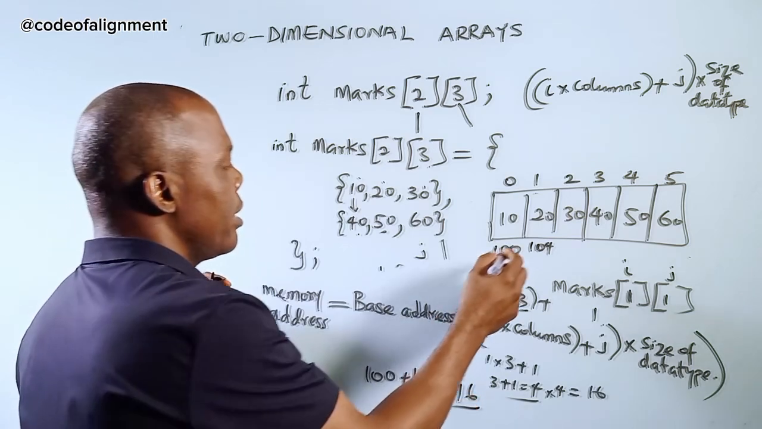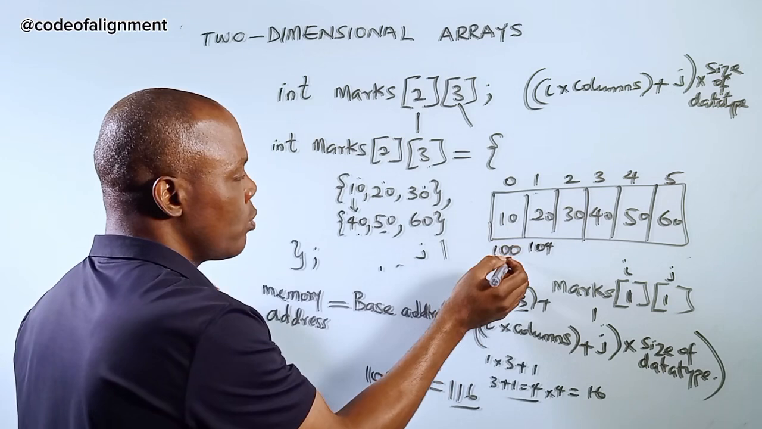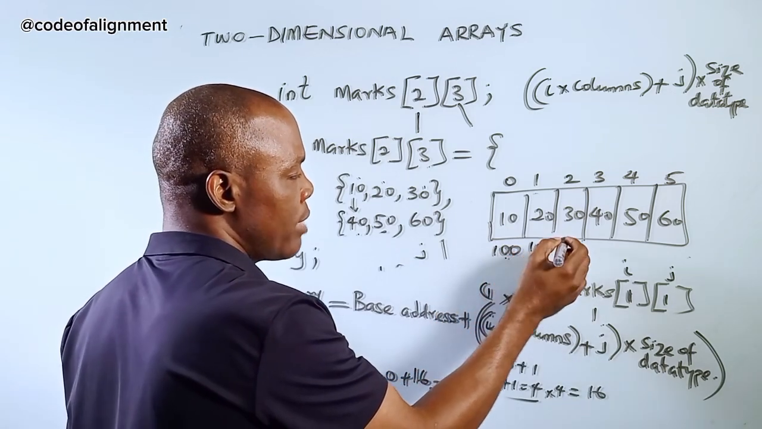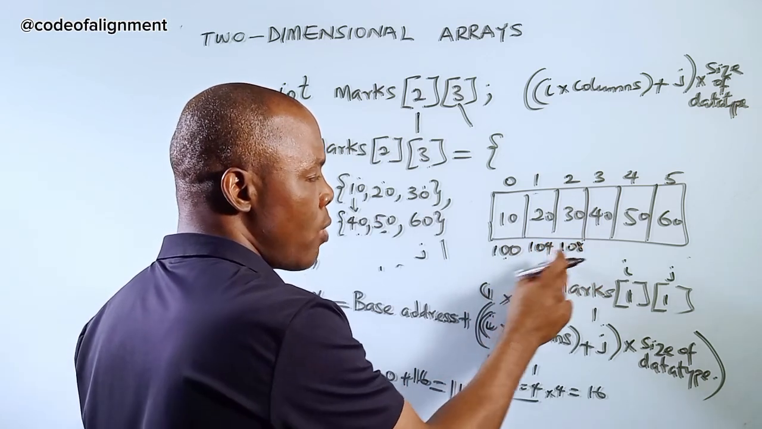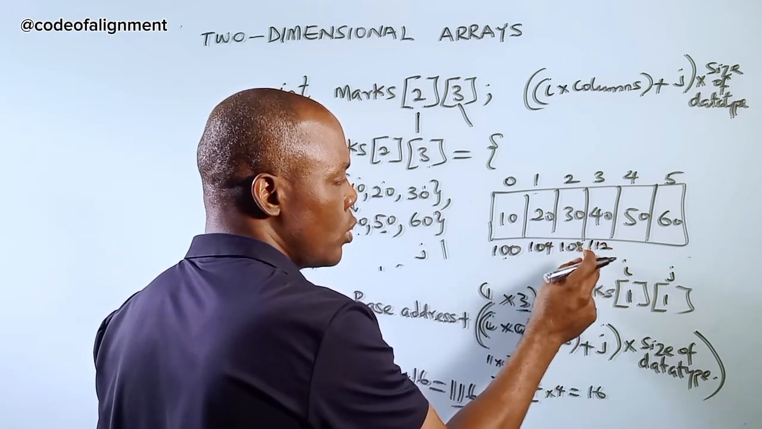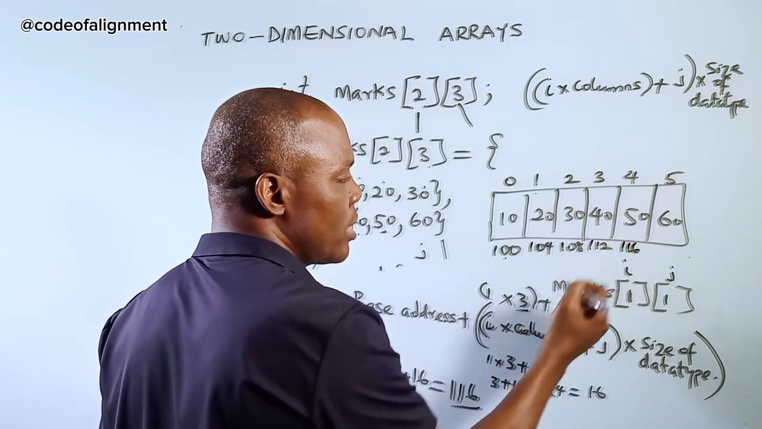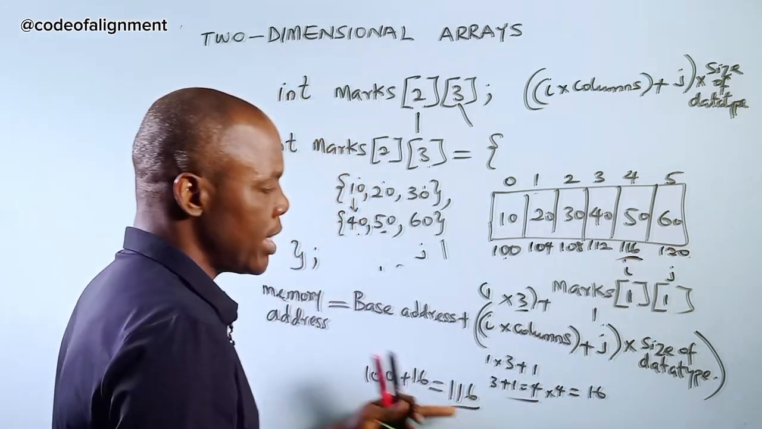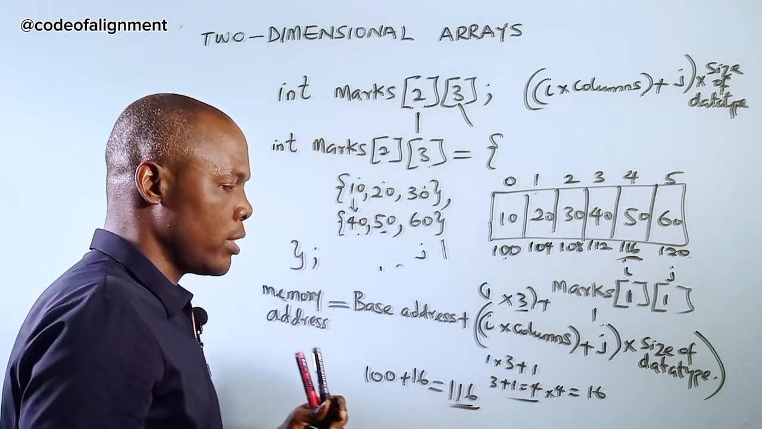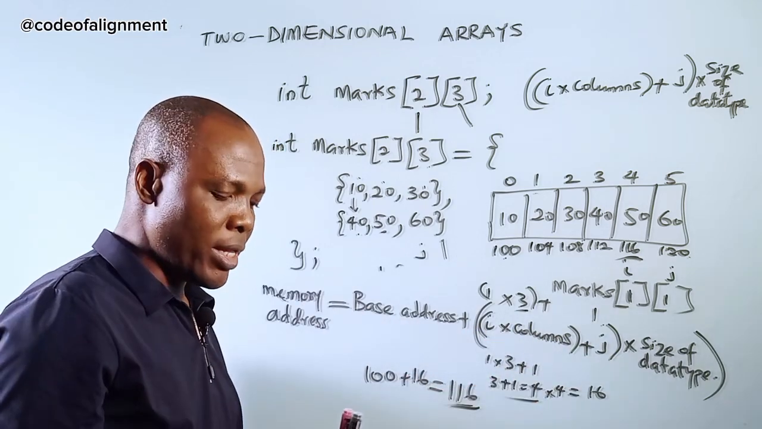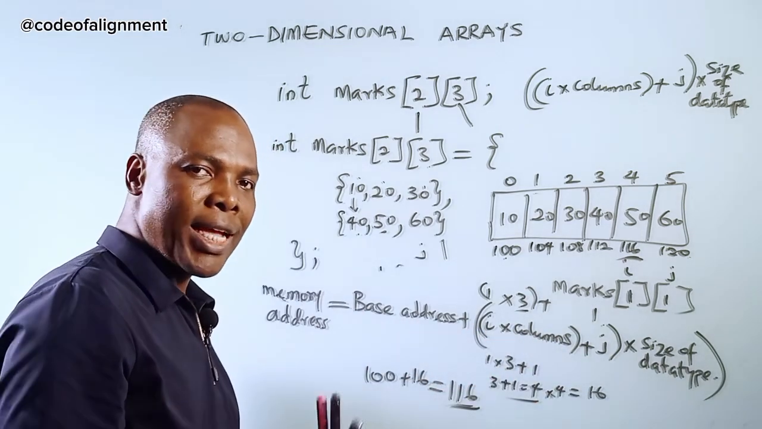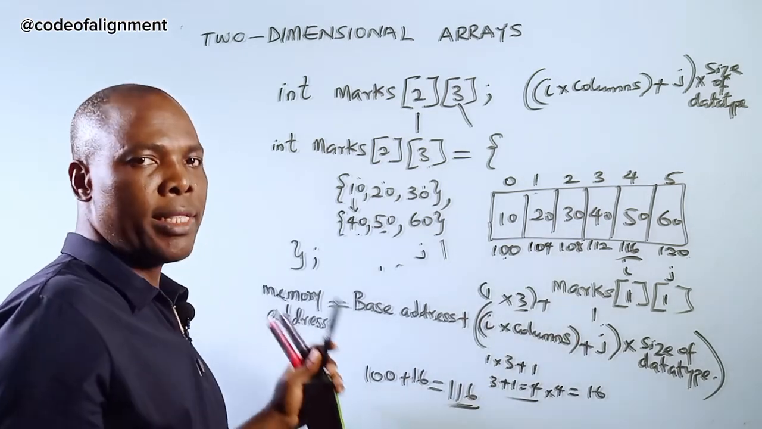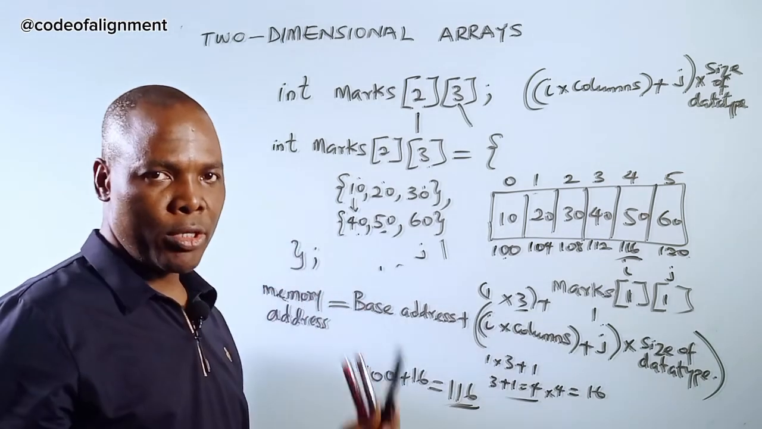Now, if we check, if this one is occupying 100 to 103, this is 104 to 107, this will be 108 to 111, this will be 112 to 115, and this will be 116 to 119. And then this one will be 120. So the starting address for 50 is 116. So this is the formula to calculate the address of any element, right? That is how you calculate the address of any element for a two-dimensional array.